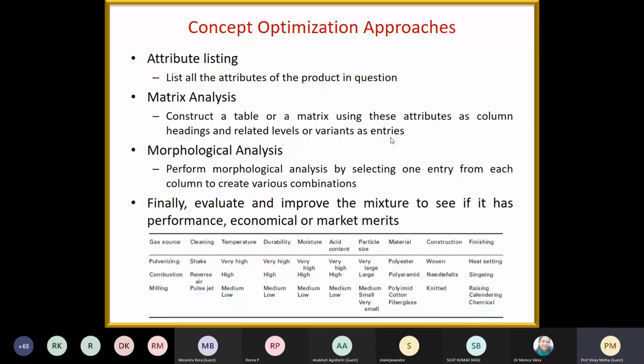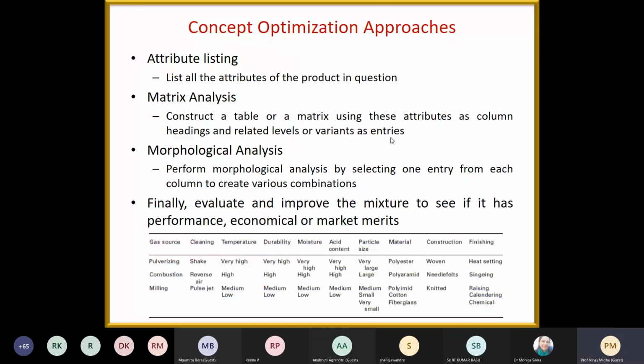Then another is the metric analysis can be carried out. Construct a table or a matrix using these attributes as column headings and related levels or variance as the entries. Then the morphological analysis can also be carried out. Perform the morphological analysis by selecting one entry from each column to create the various combinations. And finally, evaluate and improve the mixture to see if it has performance, economical, or market variance.